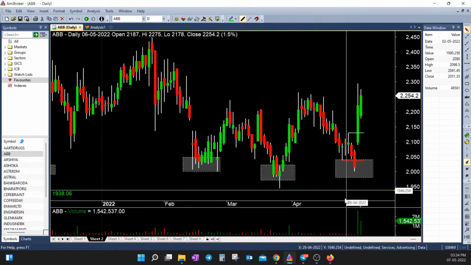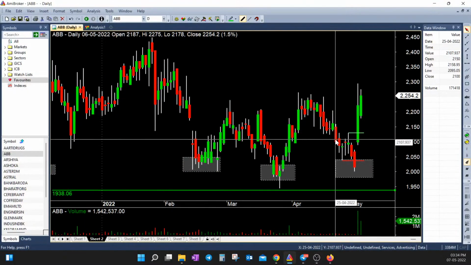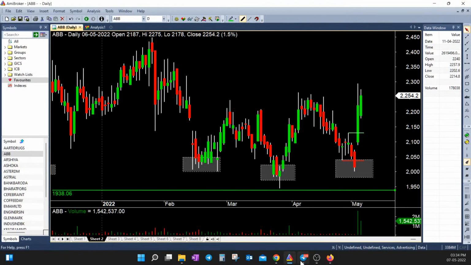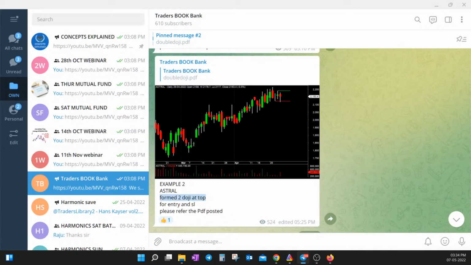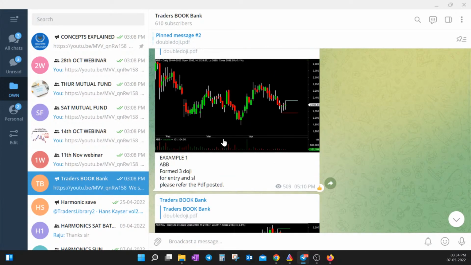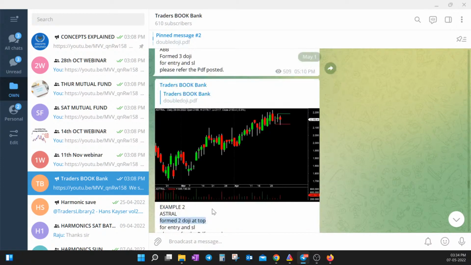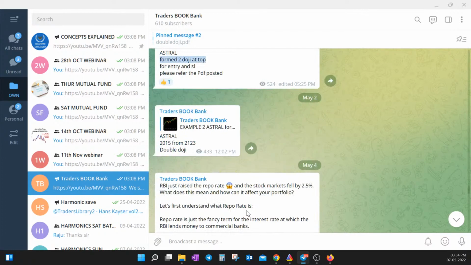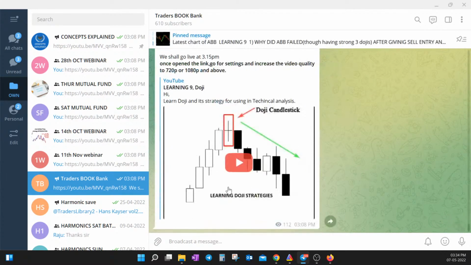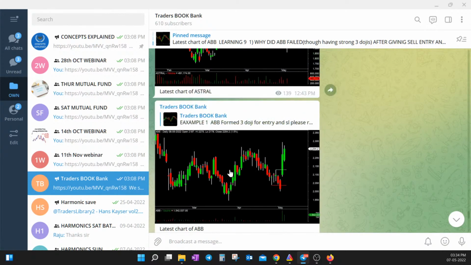So got the point why Astral was successful and why ABB has failed. I have mentioned here for that only. Form 2 doji at top, formed only 3 doji. I have not mentioned anything here because I wanted people to understand this. So I have given only 2 examples of different types. Okay. So that is why I was waiting and I have posted today.